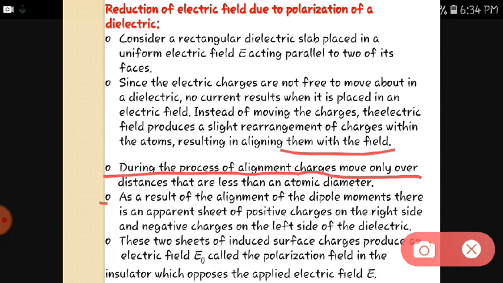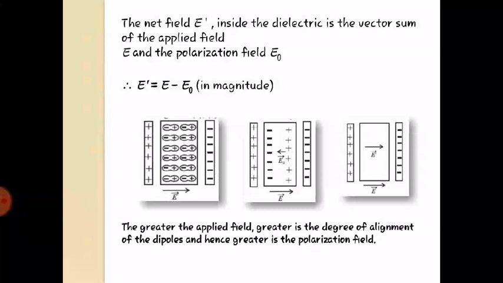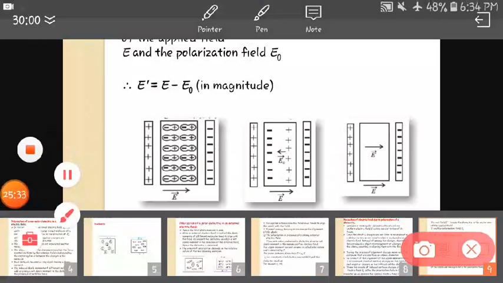As a result of the alignment of the dipole moments, there is an apparent sheet of positive charges on the right side. All the positive charges will go to the right side and all the negative charges will shift towards the left side. We can see this in the diagram. Here, we can see the first diagram.